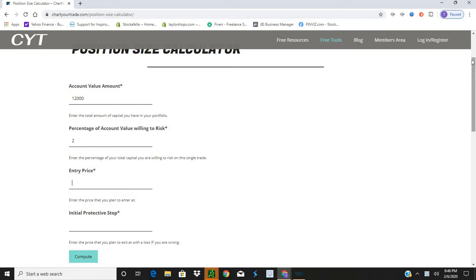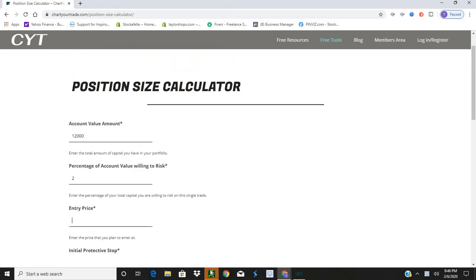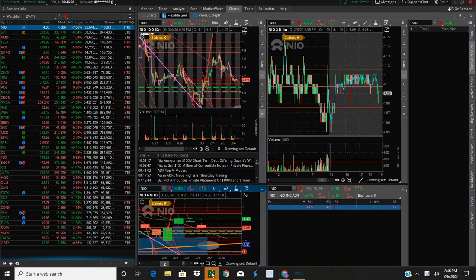This is what I want you to remember: use a position size calculator. We're going to find a stock and make a little plan on it for risk reward and see what happens. Let's go.